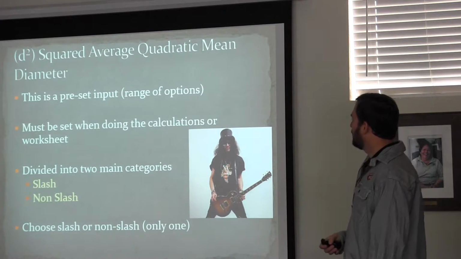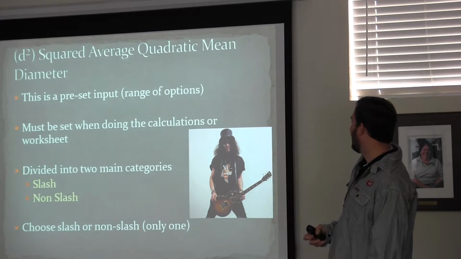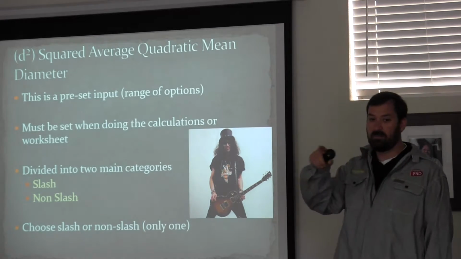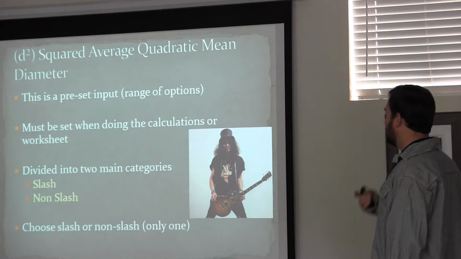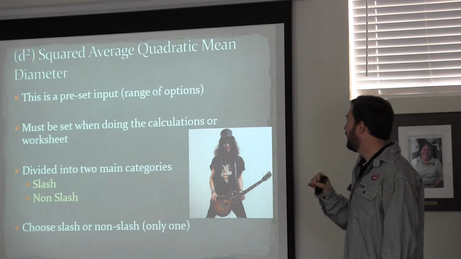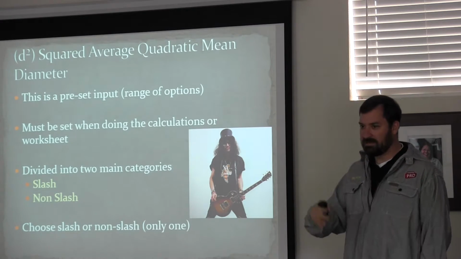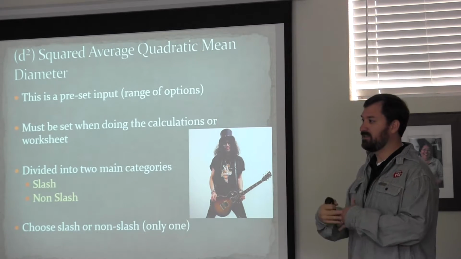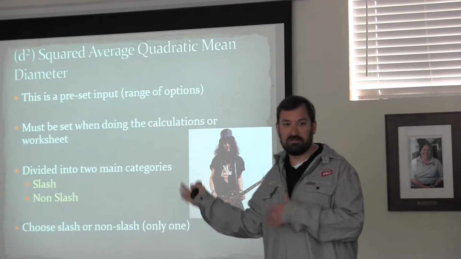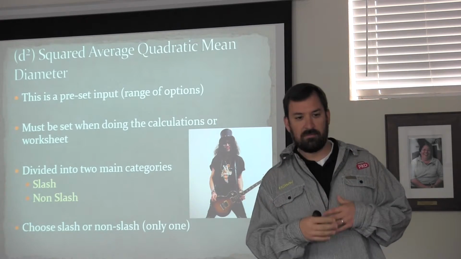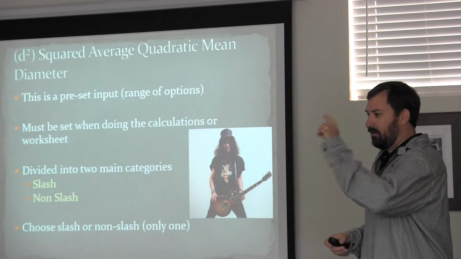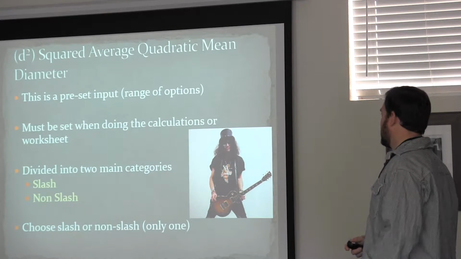Okay, and so the next thing is the d squared average quadratic mean diameter. I don't know what this stuff means, and it's in your Brown's book. So again, this is the first one where it's a preset input, and there's a range of options. So you have to make some decisions. You actually need to have your Brown's book in order to do this Excel sheet. You have to have the Brown's book to be able to look at the variables. Hopefully you can grab those books and we'll see what page it's on.